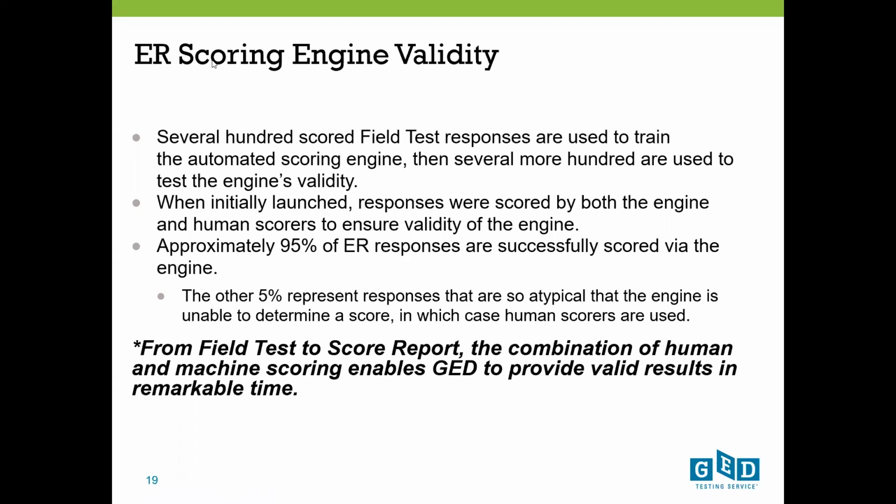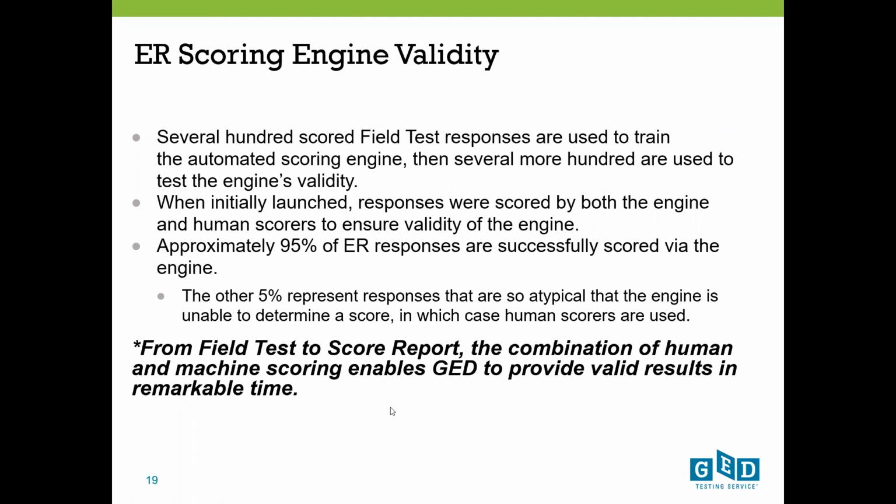And when the engine was first launched, responses were scored by both the engine and human scorers. And this was to ensure that the 2 systems were in the same ballpark and in agreement. And again, just like with the human scoring, if there's ever a disagreement by a point, the higher point is always the one that's awarded when they're adjacent.